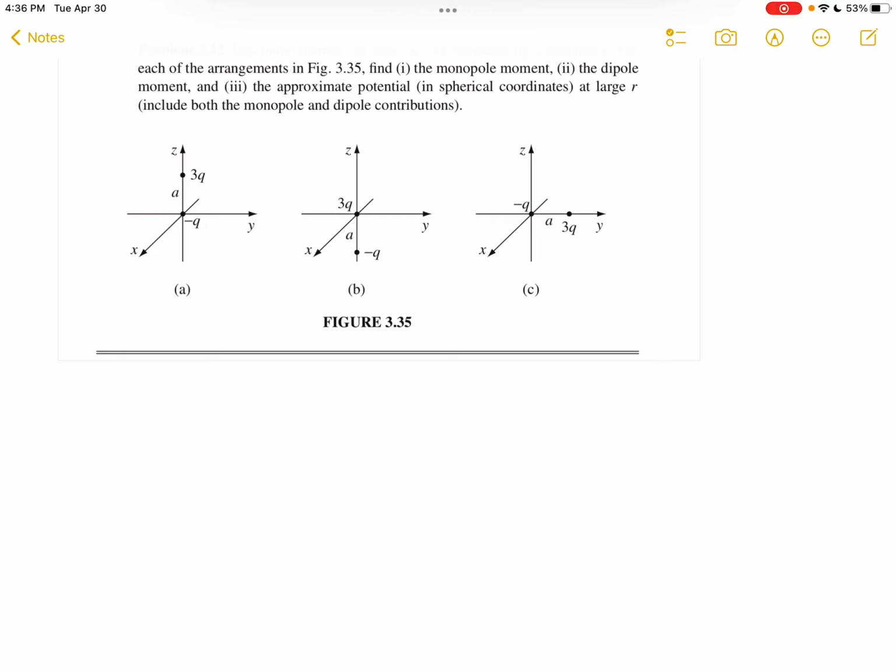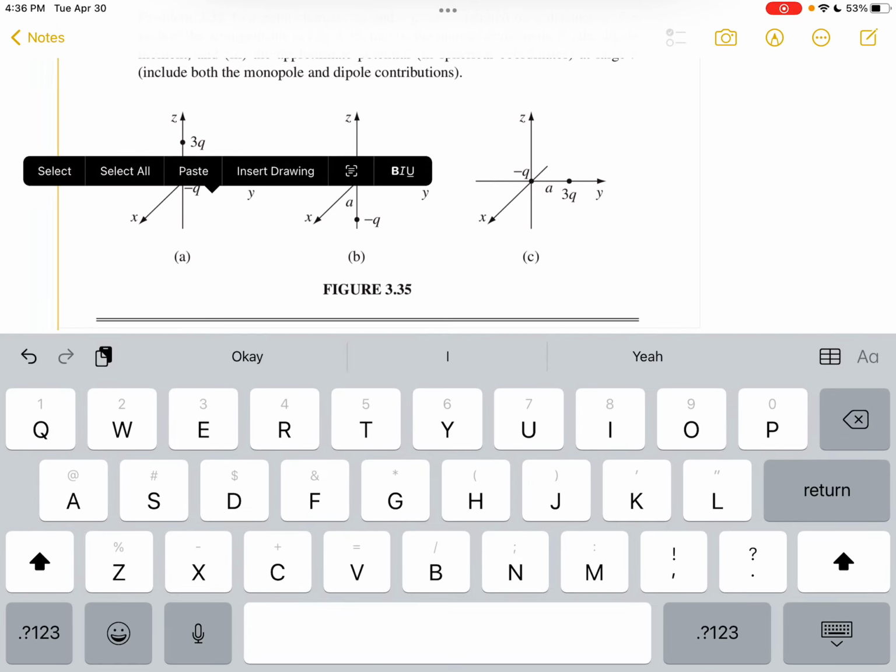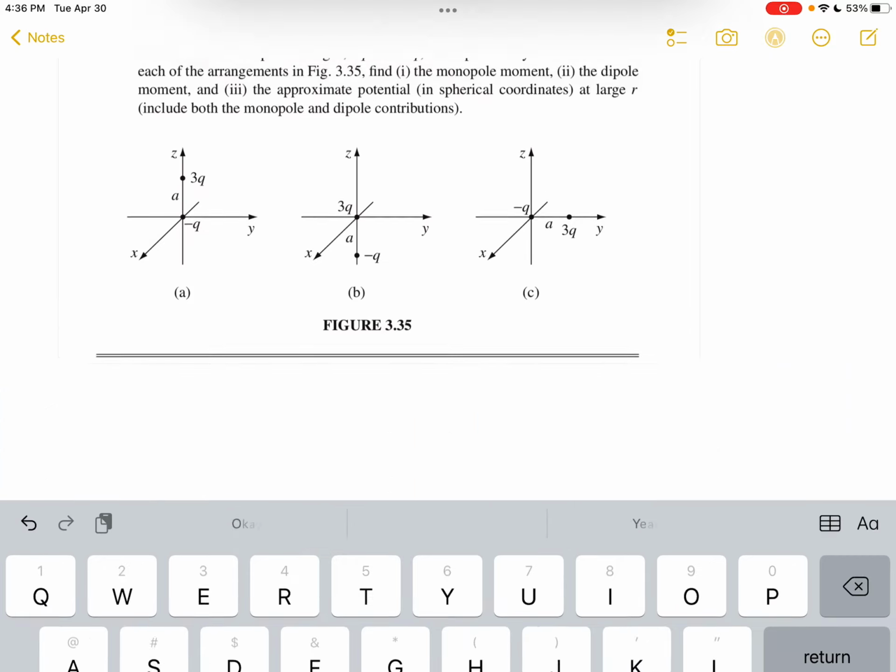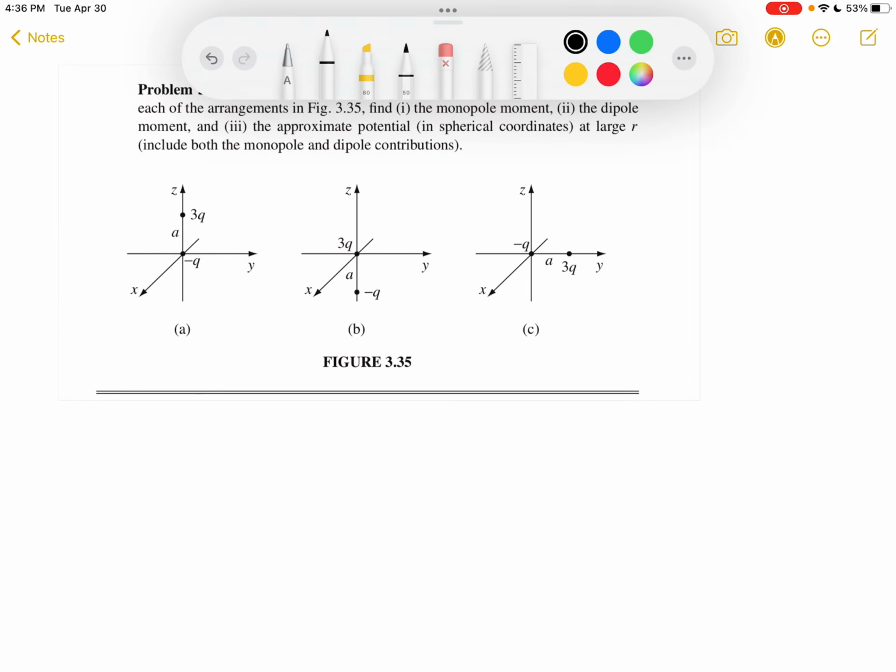So for the first one, let's see if I can try to split the screen. So for I, or for A, I'm sorry.